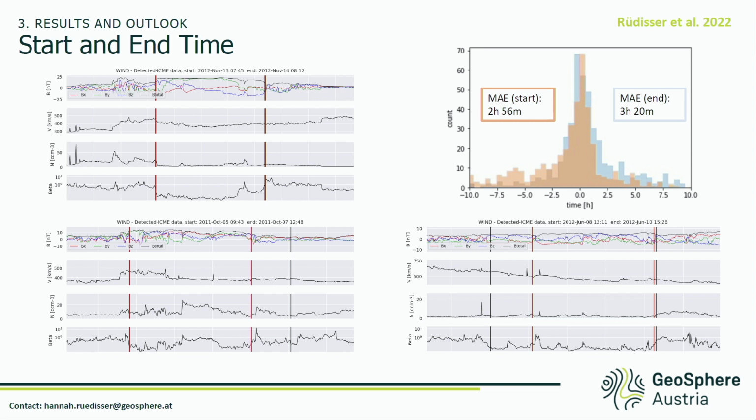And we looked at the total number of events, and we figured out that we had a mean absolute error of 2 hours and 56 minutes on the start time and 3 hours and 20 minutes on the end time. If we think about possibly using this pipeline in the future for real-time detection, of course, accurately predicting the start time in an in situ catalog might be valuable.